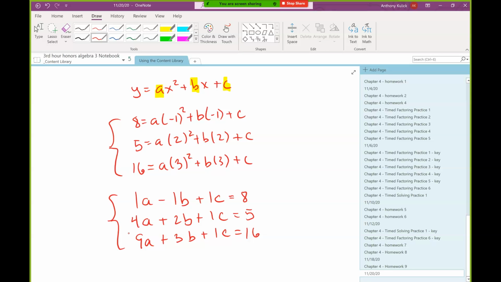And what's the fastest way we have to solve a system like this? Think back to last chapter. What was the fastest, easiest way we had to solve a system?